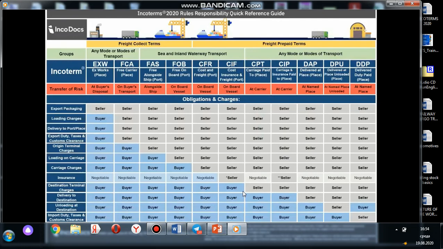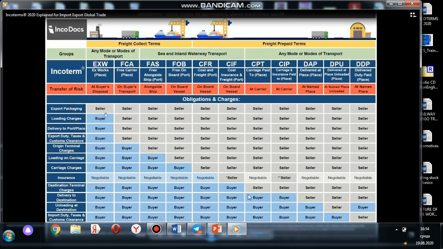Along the way, there are set Incoterms to establish which risks and costs are agreed to be paid by the seller and which are to be transferred to the buyer. The left side of the chart displays the different obligations and charges and displays which are covered by the seller and which are covered by the buyer.